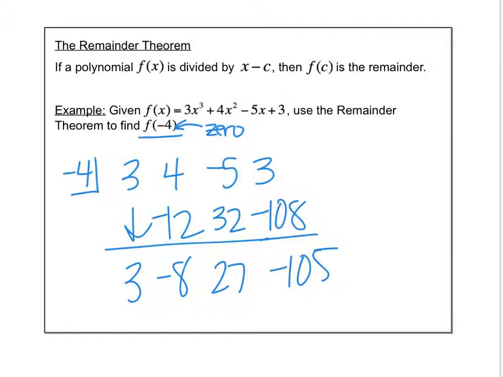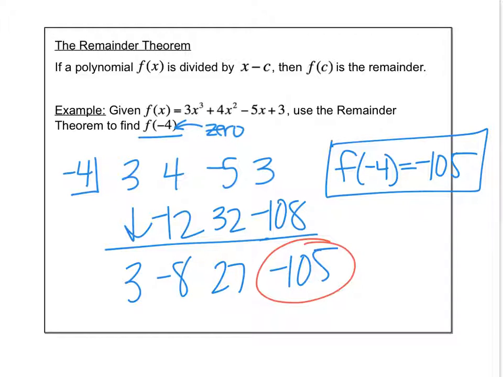But now you have to pay attention to what they asked you for. Our goal is to find what f of -4 is. This is where the remainder theorem comes in. The remainder theorem says f of that value is just the remainder of this answer. What's the remainder? That's your answer. So f of -4 is going to equal -105. If you wanted to check it, you could plug -4 into that function.